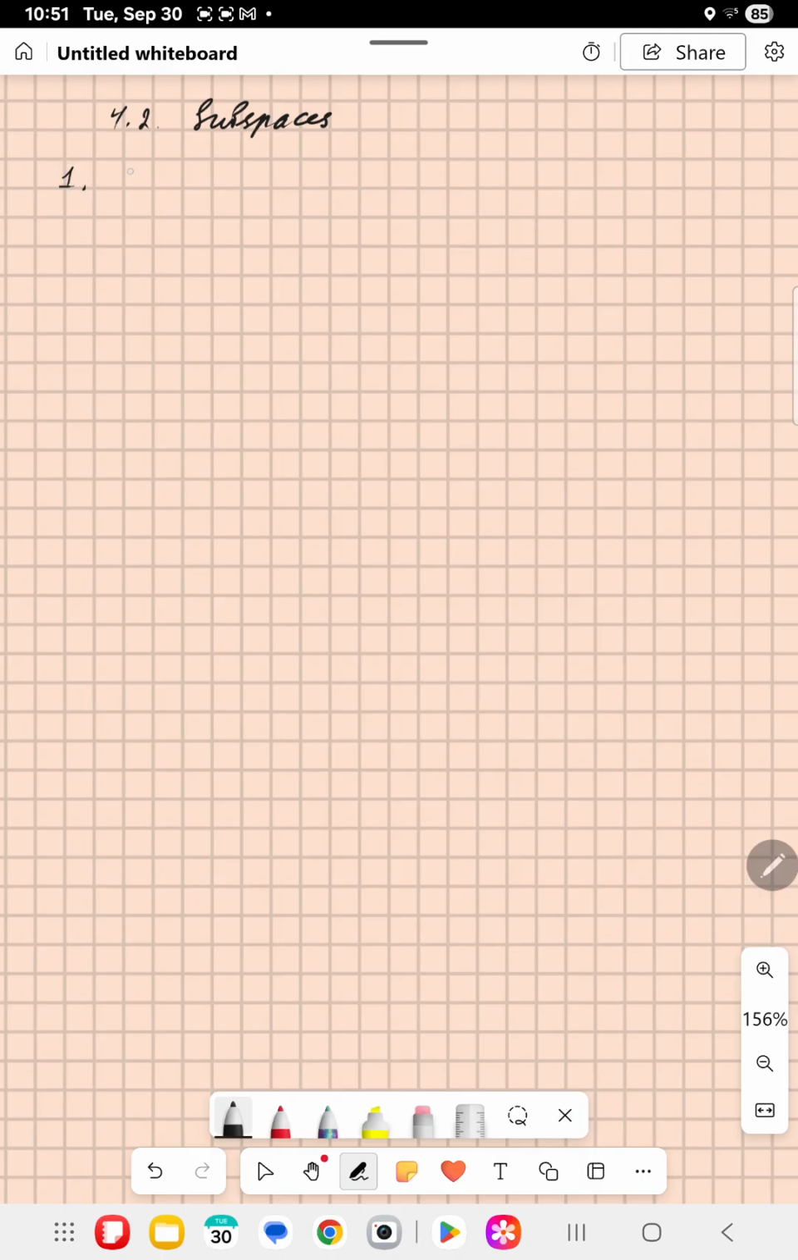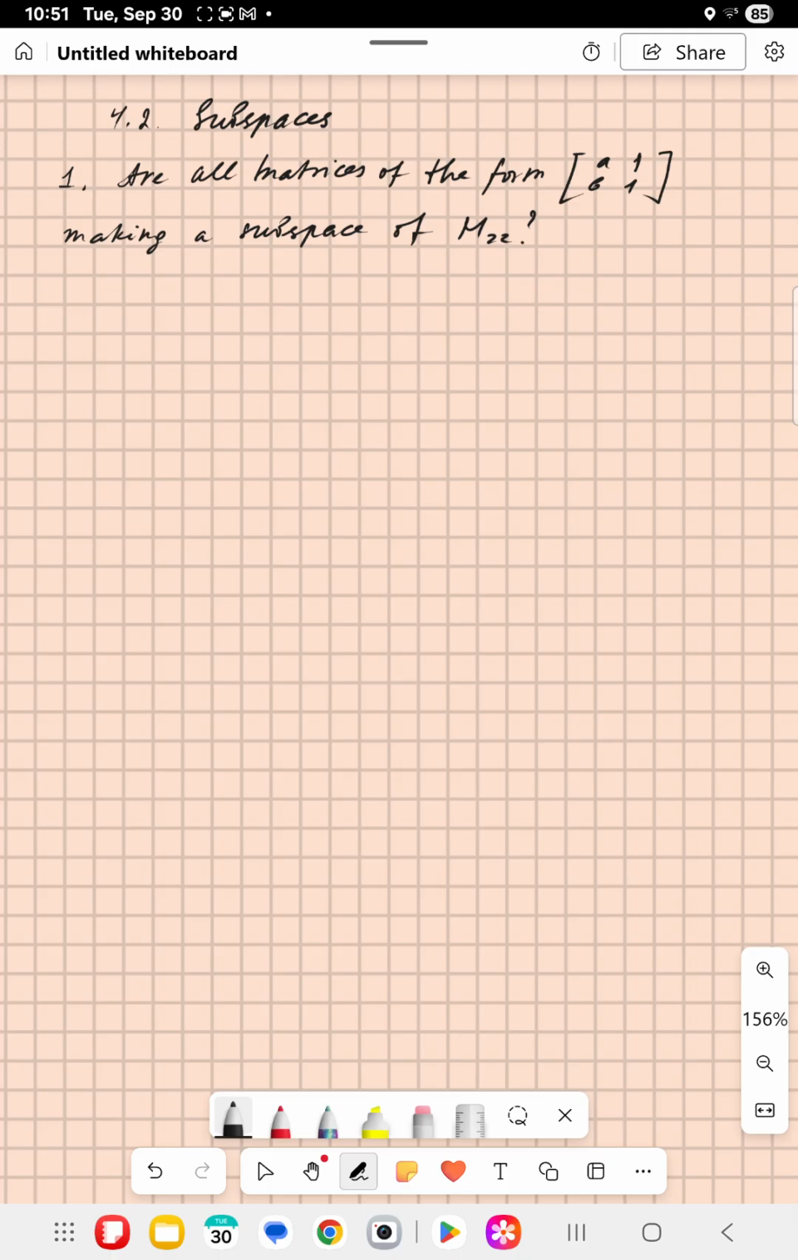Example number 1, I'm going to write down the question. Are all matrices of the form [a1, b1] making a subspace of M22? Well, in previous section we learned about spaces, right?